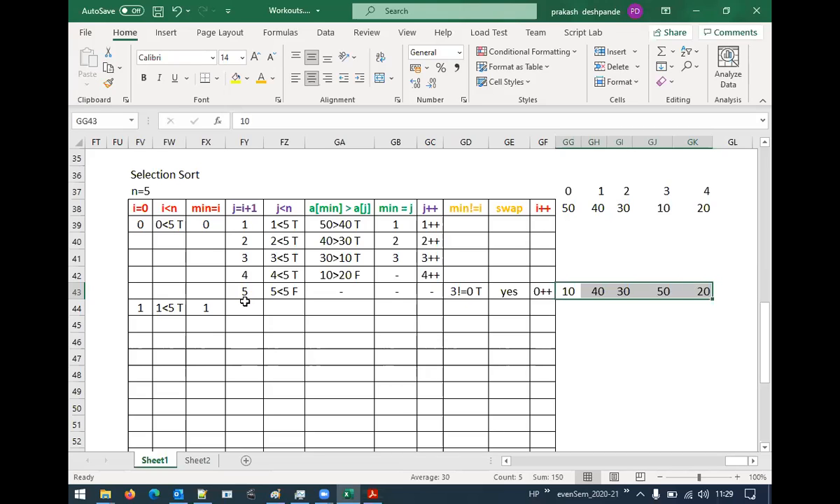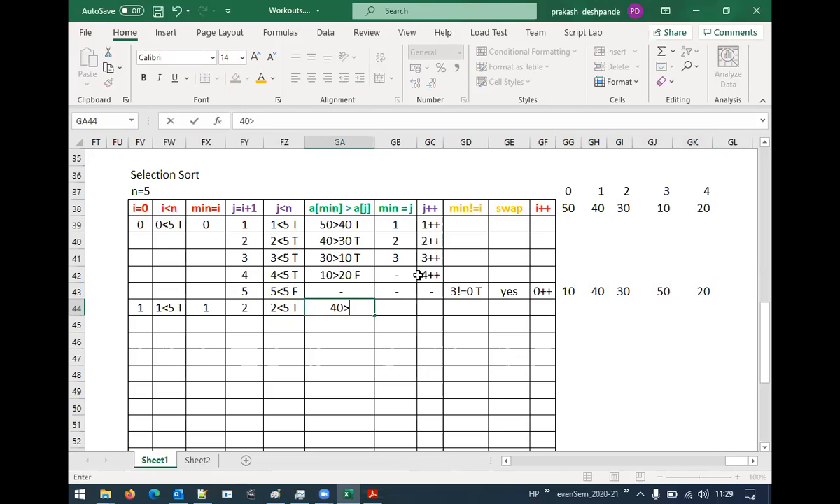Now, in the next iteration again, j becomes i plus 1, that is 2, right? 2 less than 5. Condition is true. Now, A of min. What is the A of min value now? Now I will not go in detail. Now you need to tell me immediately. A of min means what? 40. 40 greater than 30. Is it true? Yes. Now, if it is true, what should I do? Min value has to be updated. Min gets what now? 2. Whatever j contains, it becomes 2. Then j plus plus.